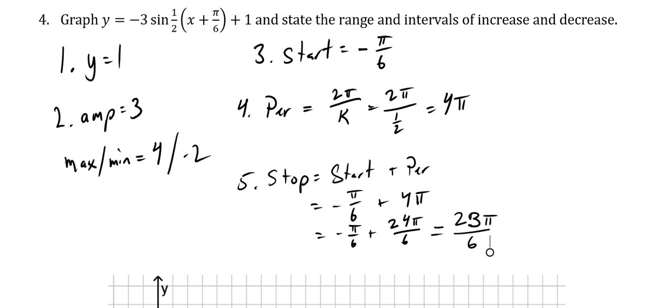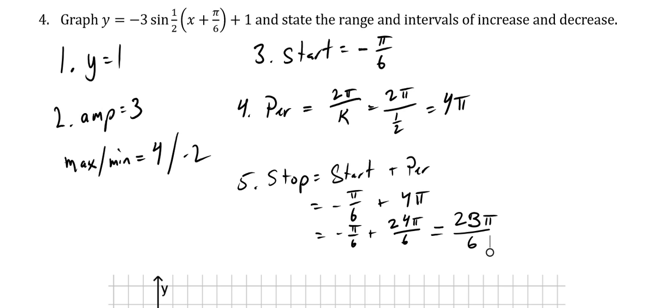Question 3 is the start, and that's just the C value. It's x plus pi by 6, so C is negative pi by 6. That's a shift to the left. Then we find the period, which is 2 pi over the k value. K is a half, so it's 2 pi divided by a half. Again, we know that a half means that we have a horizontal stretch.